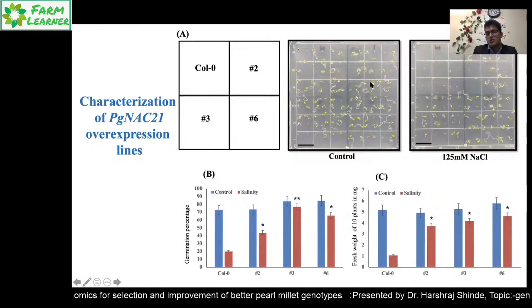This is the control condition. You can see all plants are growing well. Col-0 is the wild type. This is transgenic line 2, transgenic line 6, and transgenic line 3. So here in this picture, you can see that compared to wild type, the transgenic lines are showing a high amount of germination. Then their fresh weight is very high. So based on these studies, we think that NAC21 is the best candidate gene to study salinity stress in pearl millet. So this is one of the key candidate genes.